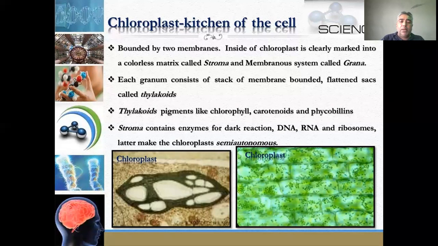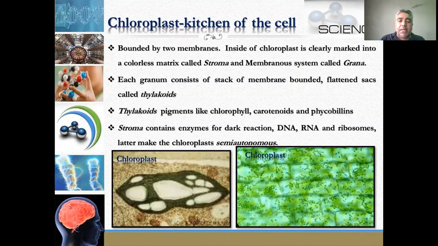Here I want to clear one thing for you, that in the mechanism of photosynthesis, two types of reactions take place: light reaction and dark reaction. Light reaction is the reaction in which the light is trapped by the chlorophyll. Light reaction takes place in the thylakoid. This is a 1 mark question, you must know.